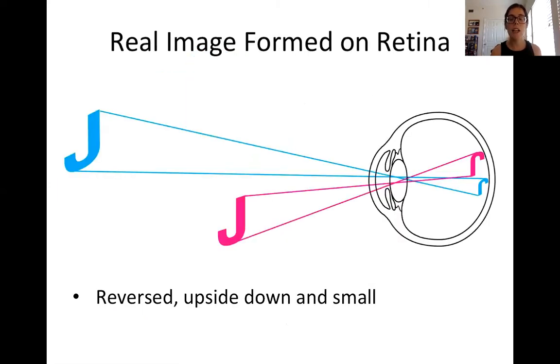Our retina actually works to form the image in a weird way. So your lens is kind of like a lens that you'll see in a microscope, and it refracts that light back, creating a reversed, upside down, small image on your retina. And it's actually up to your brain to put the image in the right direction and orientation. So your retina sees the world upside down.